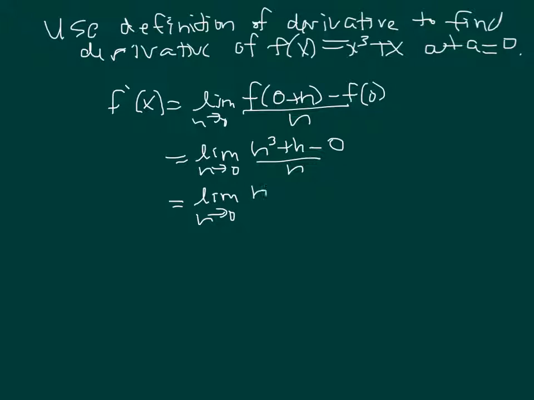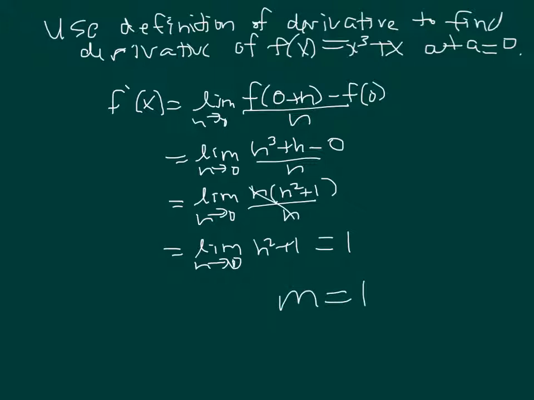I'm going to factor out an h out of the top, so that's going to leave me with h squared plus 1 over h. Then the h's cancel, and I'm left with the limit as h approaches 0 of h squared plus 1. And when I substitute 0 in, I get 1. So that means the slope of the tangent line at 0 is 1.